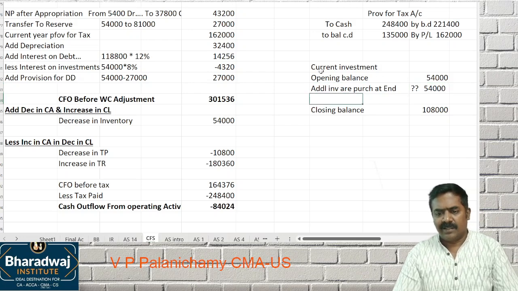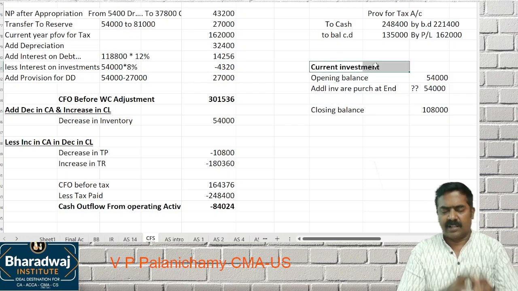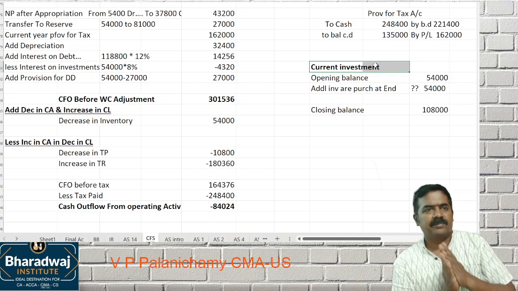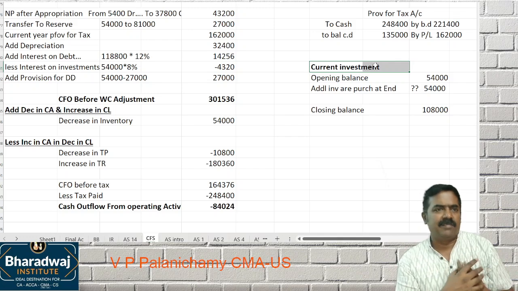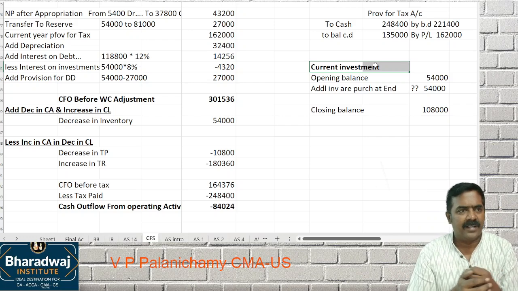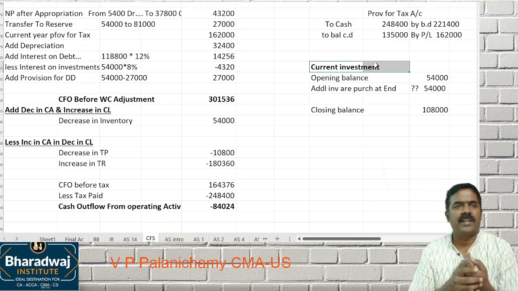Otherwise, tell me now, is it a current asset or non-current asset? Is it your trading activity or non-operating activity? Non-operating activity. Why? We are not regularly buying and selling the investments. Only when you're regularly buying and selling investment, it will become which activity? Operating activity. It will be adjusted in working capital changes.